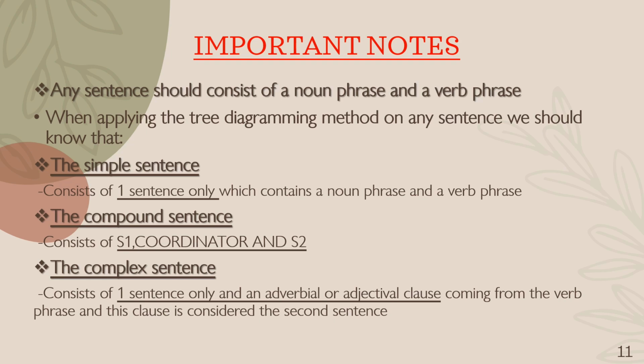The compound sentence consists of sentence number 1, coordinator, and sentence number 2. The complex sentence consists of one sentence only and an adverbial or adjectival clause coming from the verb phrase, and this clause is considered the second sentence.